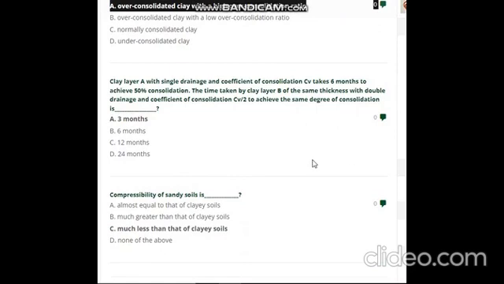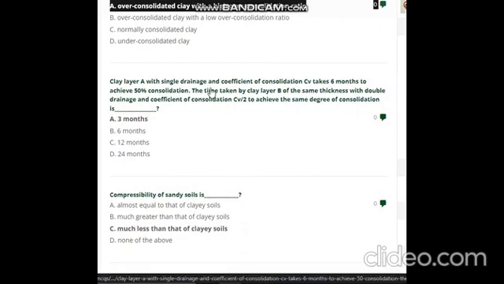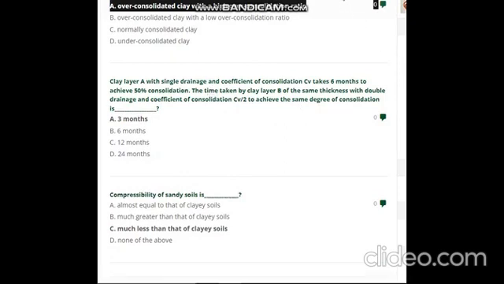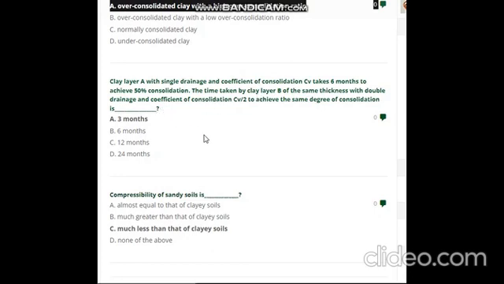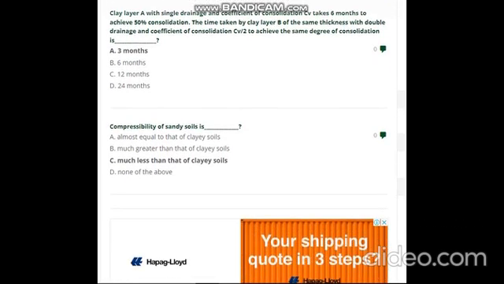Clay layer A with single drainage and coefficient of consolidation CV takes 6 months to achieve 50% consolidation. The time taken by clay layer B of the same thickness with double drainage and coefficient of consolidation CV/2 to achieve the same degree of consolidation is 3 months. This was a very tricky question, but this is a good question.